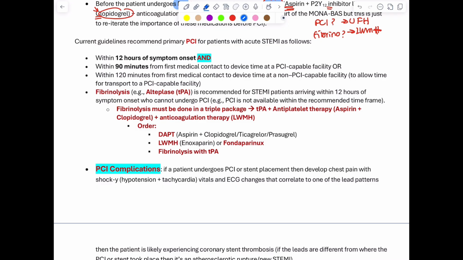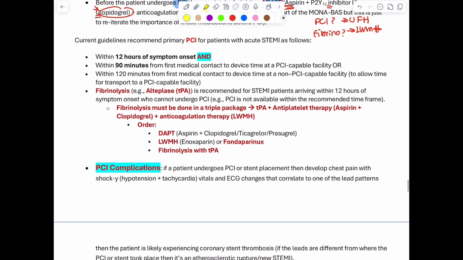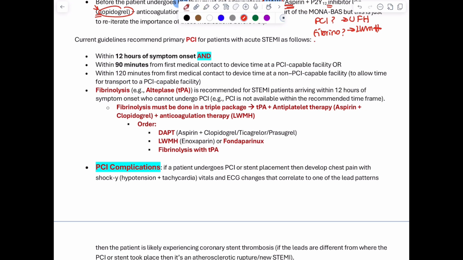So you do the PCI. Once you do the PCI, we start chronic management. These are a list of medications that they take home. We're going to go over this later. But you do PCI, then you go to chronic management and we're done. If PCI is not possible, you do fibrinolysis with alteplase, and then we go back to chronic management. So basically, we do the Monabash, then reperfusion with either this or this, and after we do one or the other, we start chronic treatment.